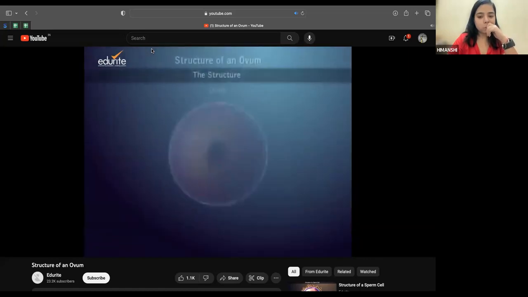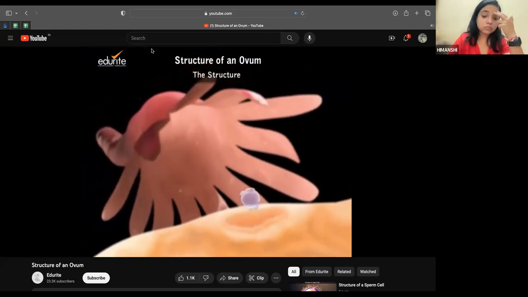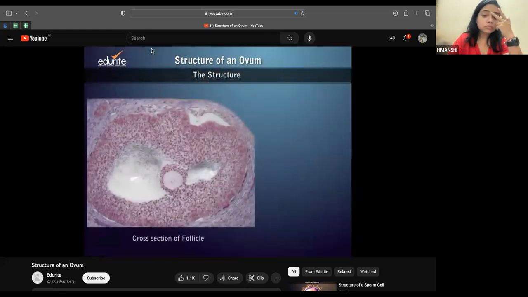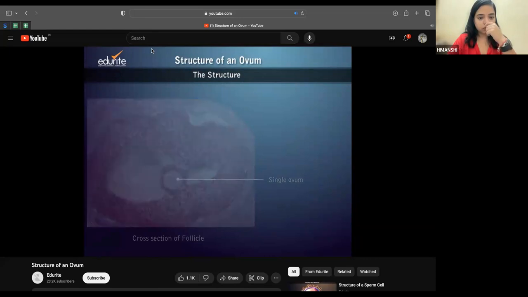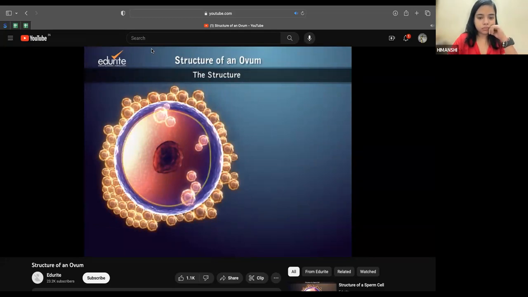Structure of an ovum. The ova of humans are spherical, about 0.2 millimeters in diameter. They are found enclosed in the follicles of the ovary. Usually, a single ovum is present in a follicle. The structure of an ovum is not very different from other cells, but characteristic names are given to its different parts. For example, the cytoplasm of the ovum is known as the yolk or ooplasm. The nucleus is called the germinal vesicle, and the nucleolus is known as the germinal spot.